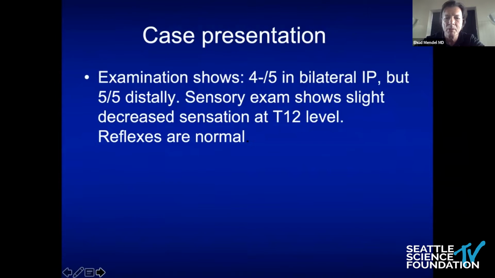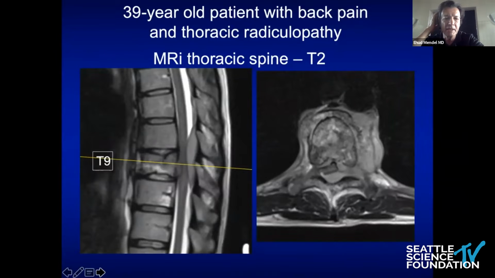Her reflexes are normal. What you see here is a T9 vertebra broken. There's severe canal compromise from something compressing the spinal cord. And this is sometimes the typical scenario that each one of you can find yourself in, where you cover an emergency room, you get called, somebody comes in with mild weakness in the legs, and this is what you find.